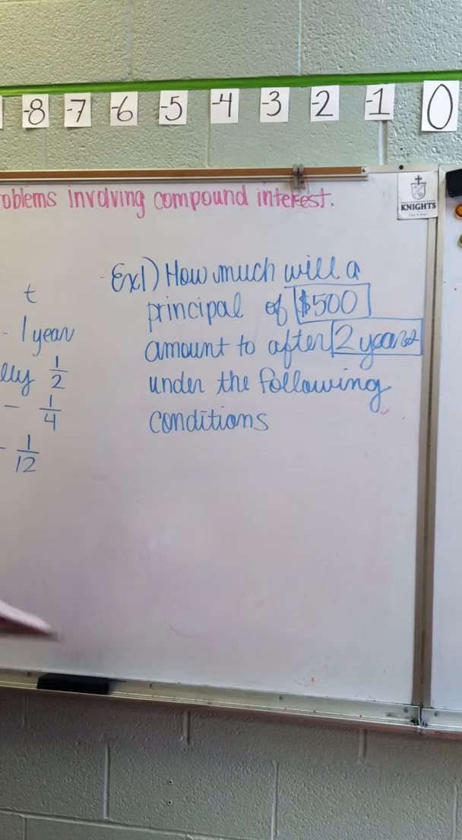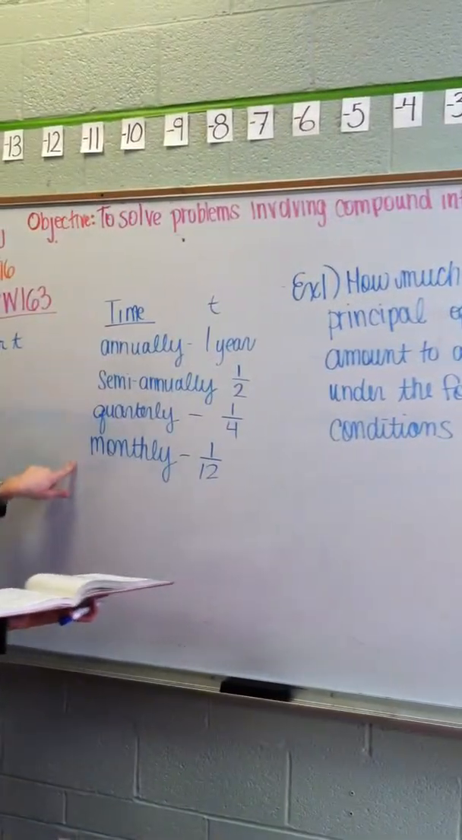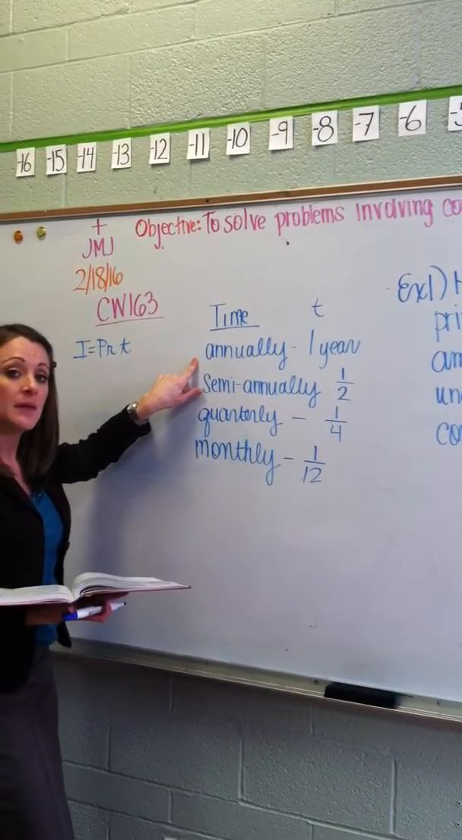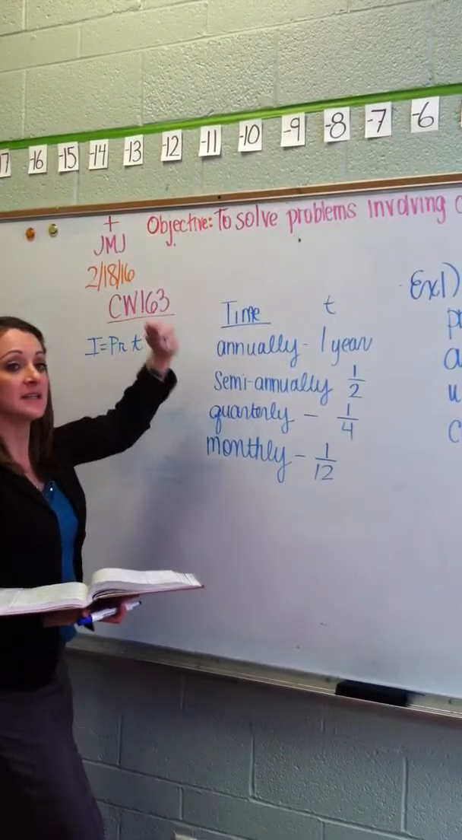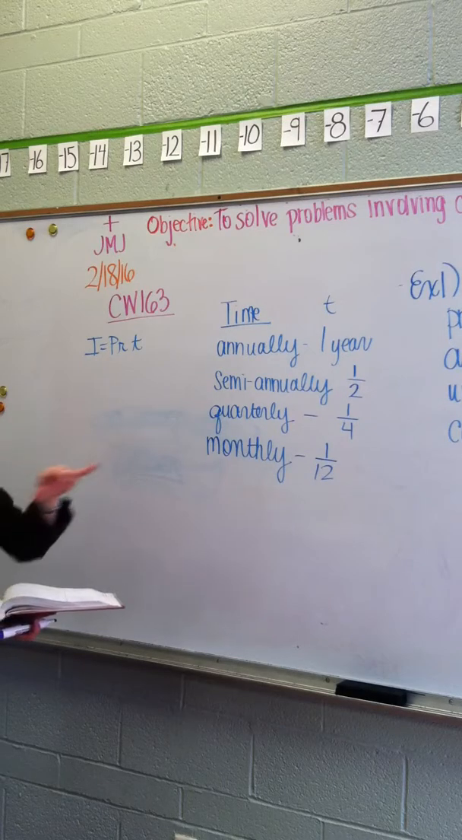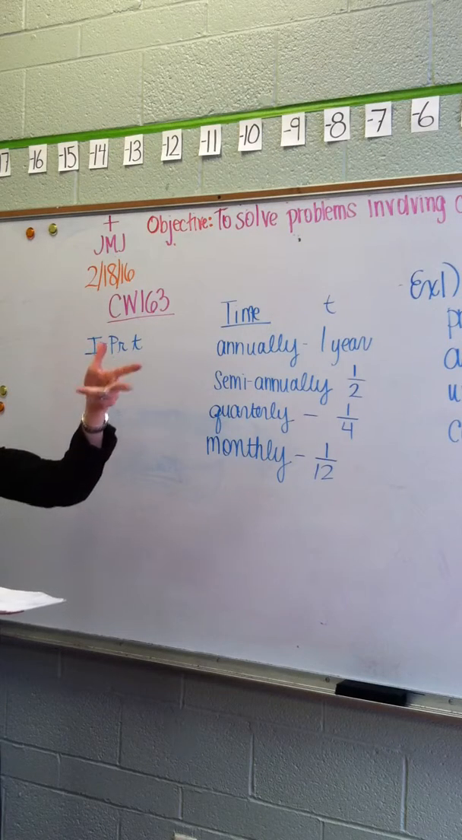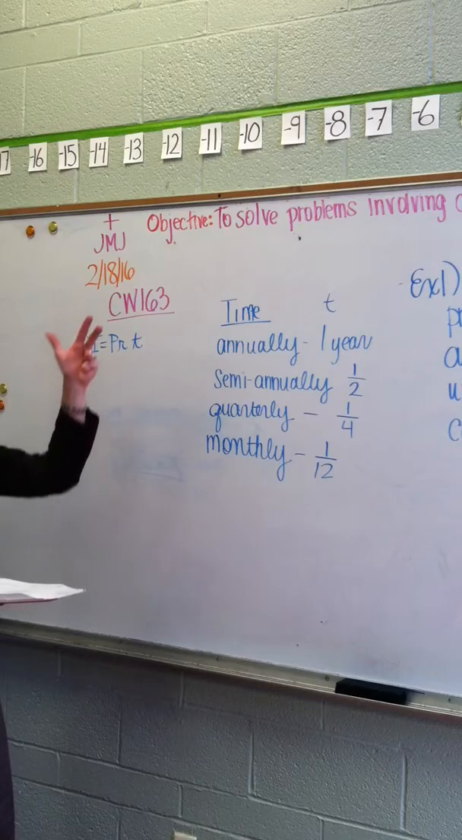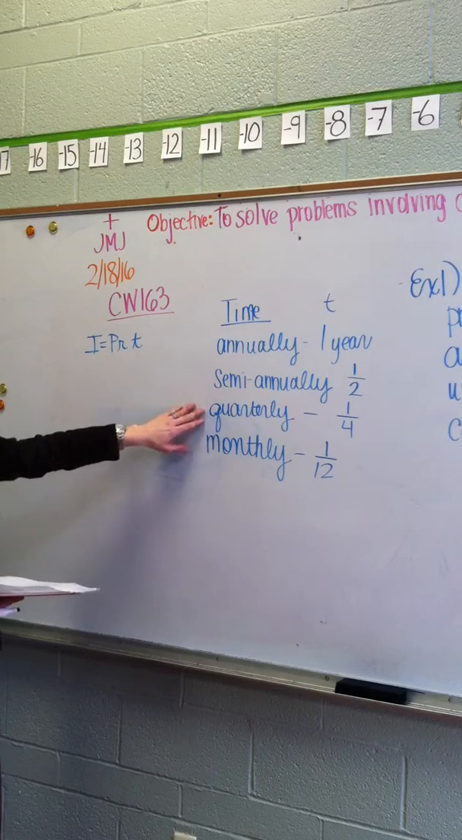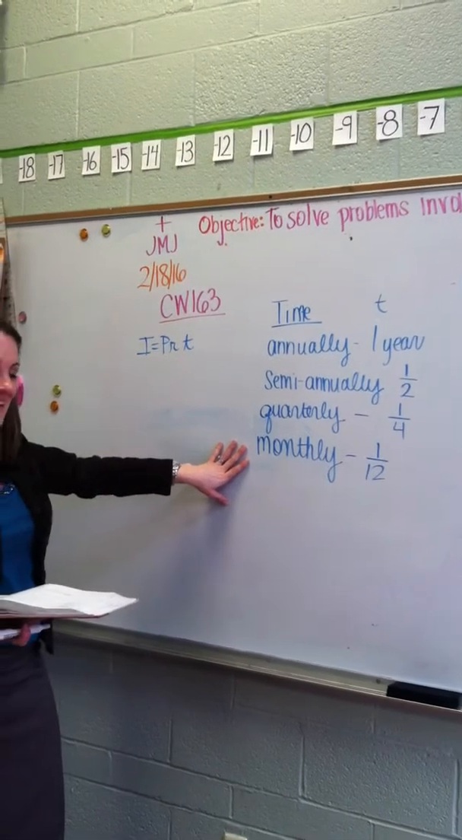Now, wait, stop. It doesn't mean that here in my equation I'm going to plug in 2. I am going to go back here to this time, and if I'm going to go annually, then I'm going to find out what it was after 1 year and roll that over at the beginning of the next year. So you're going to have to do a little bit more work. If I have semi-annually for 2 years, I'm going to have a half and a half and a half and a half. I'm going to have 4 different beginnings. If I have quarterly, you'll have 8. And if you have monthly, you'll have 24. Does that make sense?